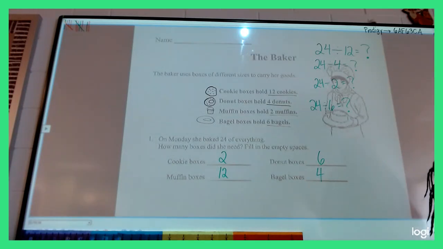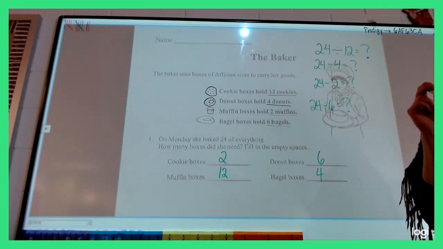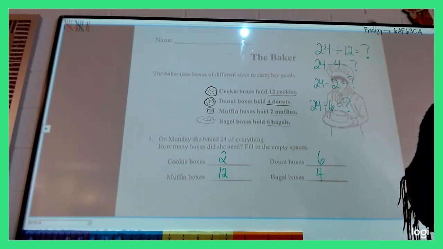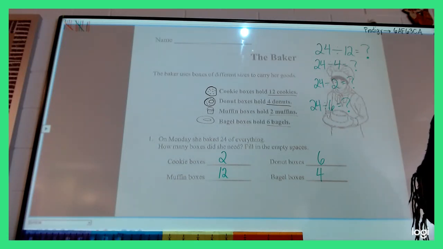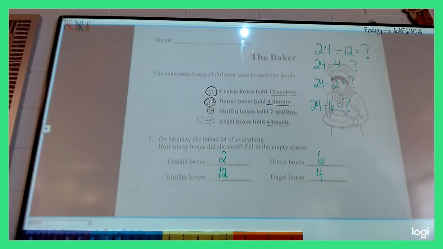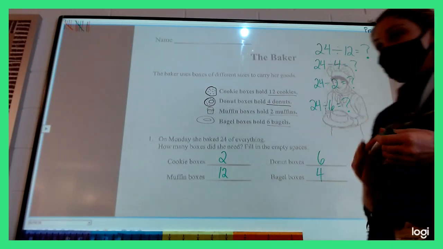All right, does anyone have a specific question so far about how we did this? Not too bad? Madeline? 6 times 2 and 12 times 2 equal 24, and then 6 and 4 equal 24. Kind of cool.